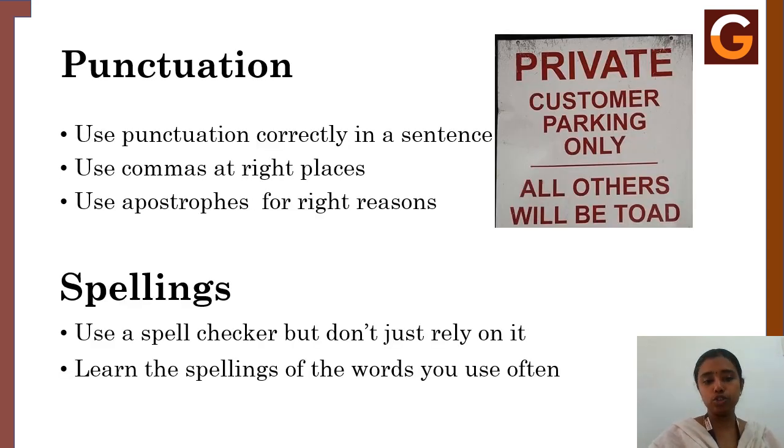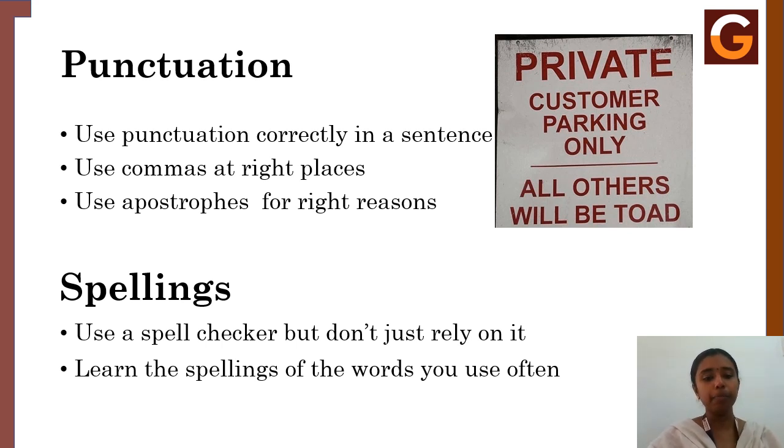And coming to punctuation, we all know that a small change in punctuation can change the entire meaning of the sentence. So the punctuation has to be used correctly in a sentence, the commas have to be used at the right places, and the apostrophes have to be used for the right reasons. Each and every punctuation mark has its own meaning, so it has to be used accordingly at the right place and at the right time.